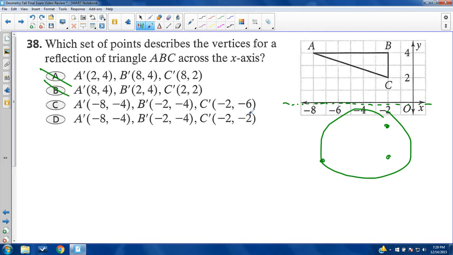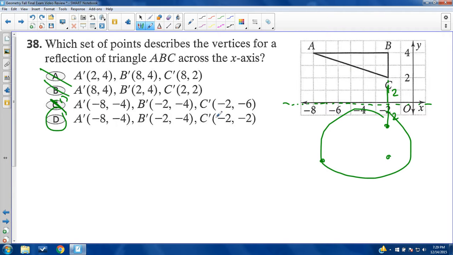The question is, which one will be C prime? Will C prime be at -6 for y or -2 for y? Well, it's going to be closer to the x-axis because when you reflect, this is 2 away here. This is also 2 away here. That'll be 0 minus 2. It is going to be D.